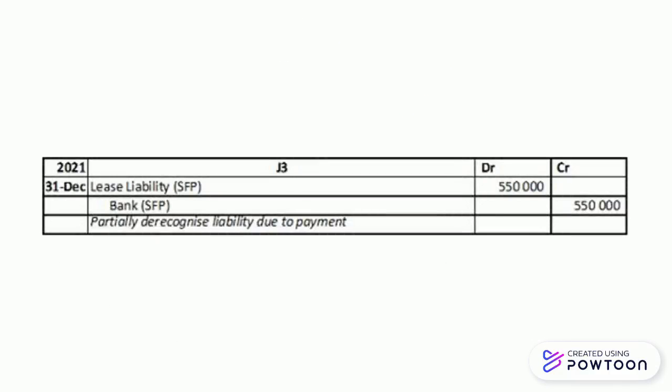The annual payment towards the lease of $550,000 will be debited to the lease liability in the statement of financial position and credited to the bank.